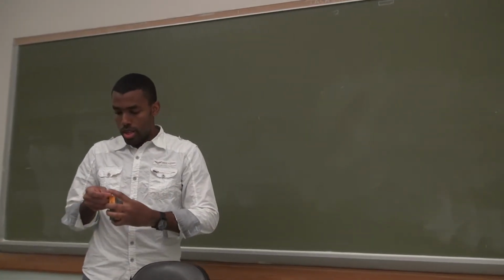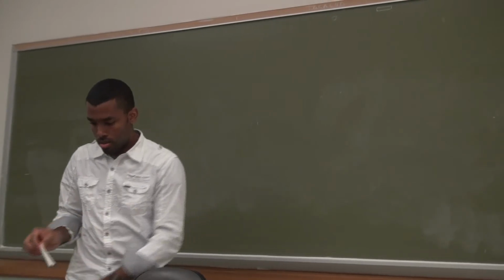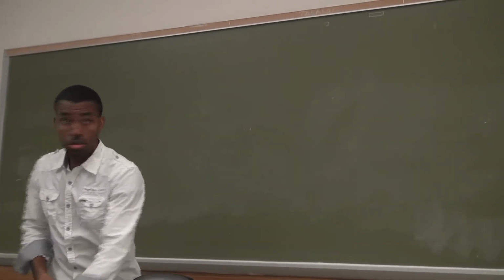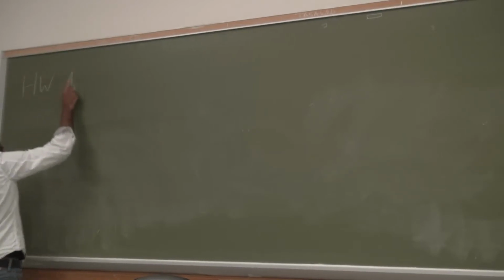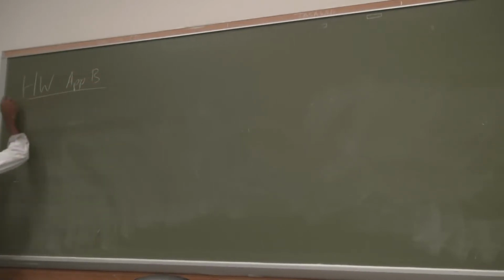Okay, questions on the homework? Appendix B. Number 30. What is that? It's sigma notation. The top is n, the bottom is i equals 1, and the expression is 2 minus 5.